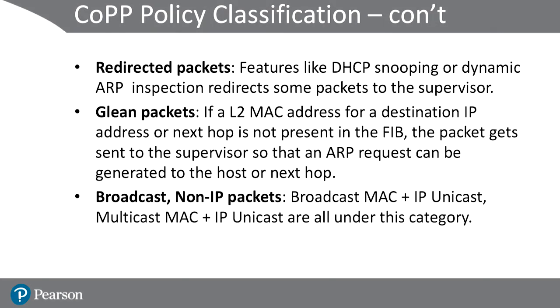Redirected packets. Redirected packets are the packets that are sent by features such as DHCP snooping or dynamic ARP inspection to the supervisor for the packets to be deeply inspected. Glean packets. If the MAC address for a particular IP address or the next hop IP address is not present in the FIB on the line card, the packet gets sent to the supervisor so that an ARP request can be generated for the next hop or the host.